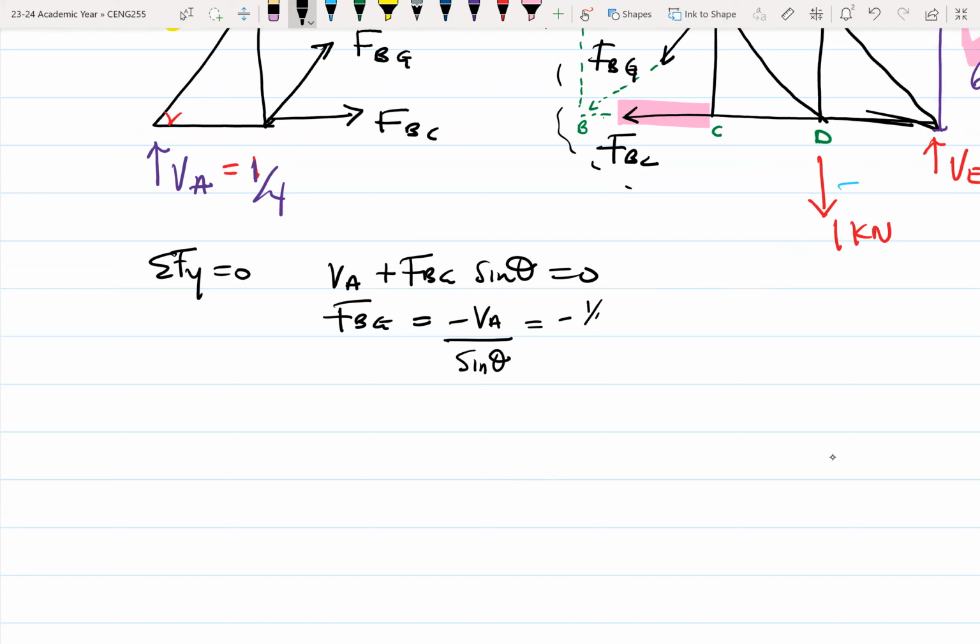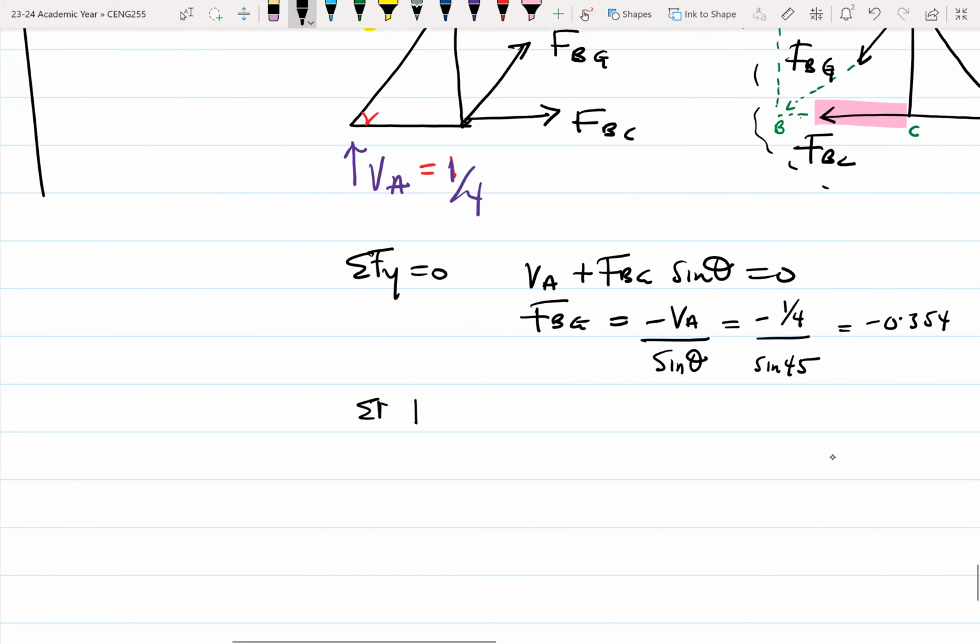So here our V is minus 1/4 over sin 45, and that'll give us minus 0.354. And then if we sum moments about B equals 0, same idea, nothing has changed. So it becomes VA times 6 plus FGH times 6 equals 0.